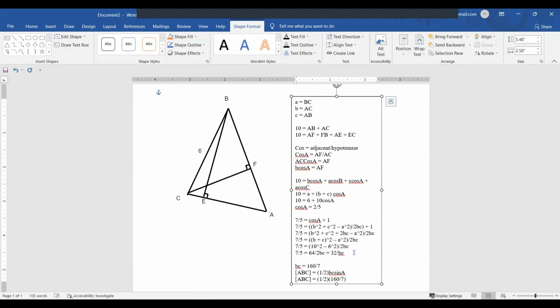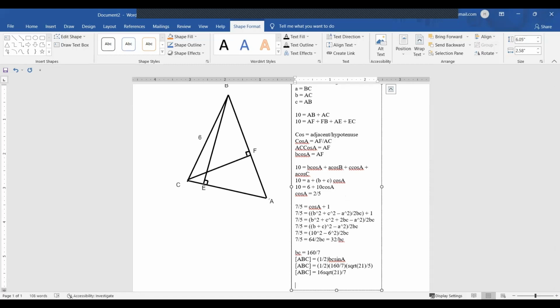And if we want to convert cos A to sine A, then we need to think of it in terms of a right triangle. So if we know that cos A is equal to 2/5, then in a right triangle, one side length is going to be 2x, and the hypotenuse is going to be 5x. So using the Pythagorean Theorem on that, we can find that the other leg is going to be square root 21x. So we're going to find sine A is square root of 21 over 5. And so from here we can say that the area of ABC is equal to 16 square root 21 over 7.